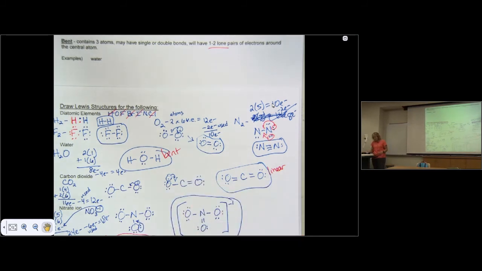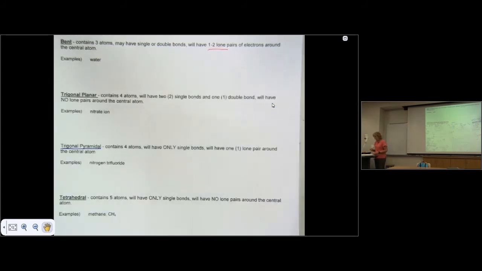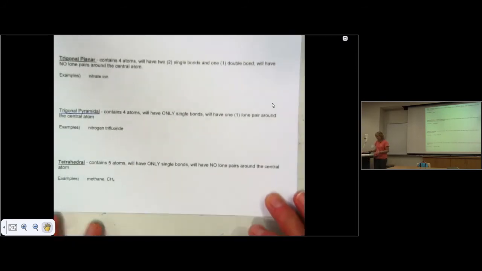None of the rest of these are either bent or linear because they're all more than 3. And so you'll have to do some on your own to get some more. But you can find those on your ion sheet. If you drew some of the ions, you could find that.